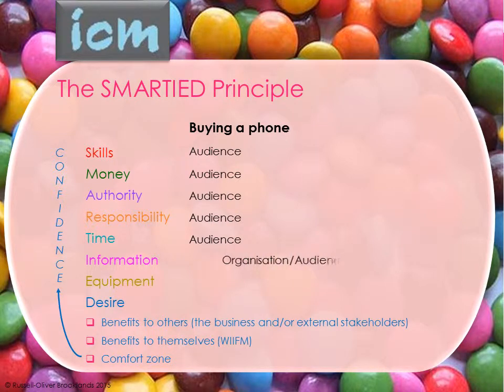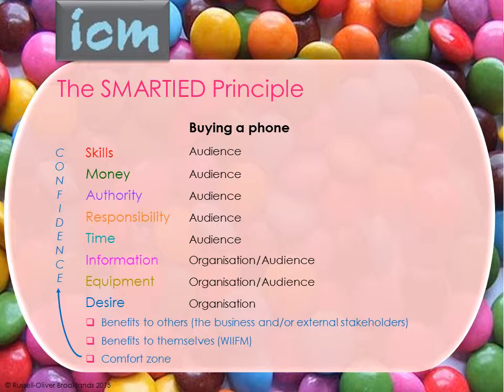It's not until we get to information that the business actually has a role to play at all, and even then, the audience could always go and seek out independent reviews. As for equipment, well, the organisation may be providing shops with tills, or if the phone is available online, they may need to provide a trading website. But the customer would also need to have online access. It's only when we get to desire that the organisation has sole charge of providing the resource.